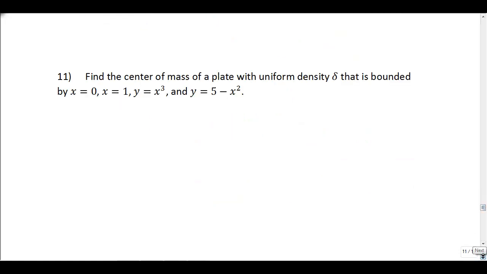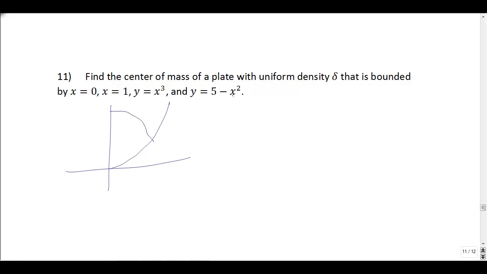Next one. So we're going to do a center of mass here. So we want to find the center of mass of a plate with uniform density delta that is bounded by x equals 0, x equals 1, y equals x cubed, and y equals 5 minus x squared. So let's draw this out. We've got x equals 0, x equals 1, y equals x cubed is going to do something like that. Y equals 5 minus x squared is going to do something like that there.